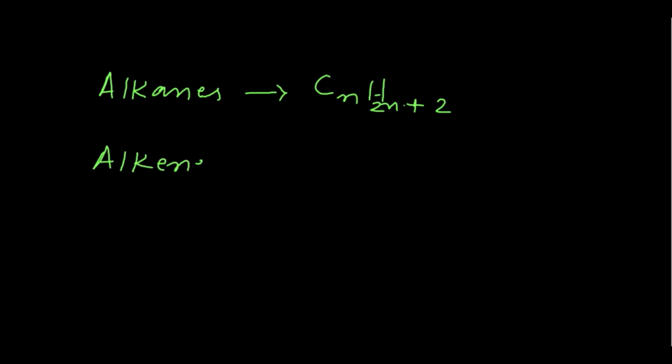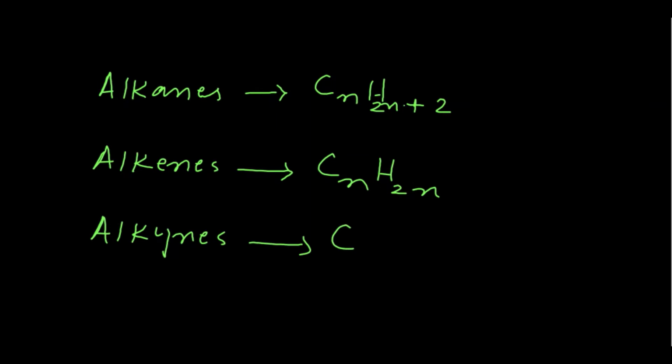For alkanes, the general formula which is used is CnH2n+2. For alkenes, the general formula which is used is CnH2n. For alkynes, the general formula which is used is CnH2n-2.